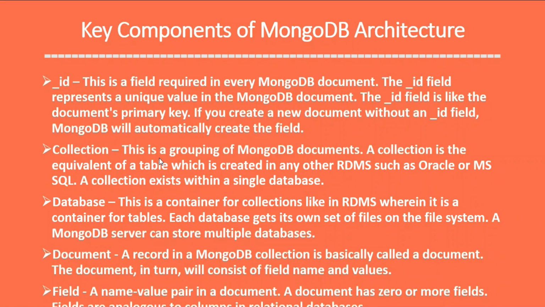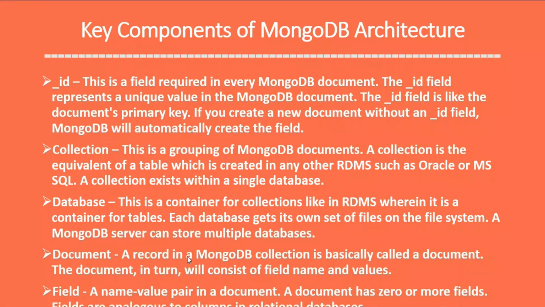So this is all about collection, and the database. The database is a container for collections, like in RDBMS, where we use a database as a container for tables. Each database gets its own set of files on the file system. A MongoDB server can store multiple databases.